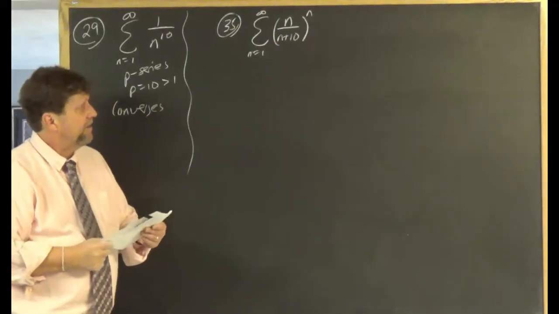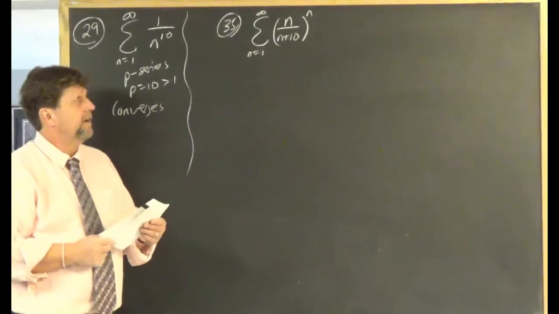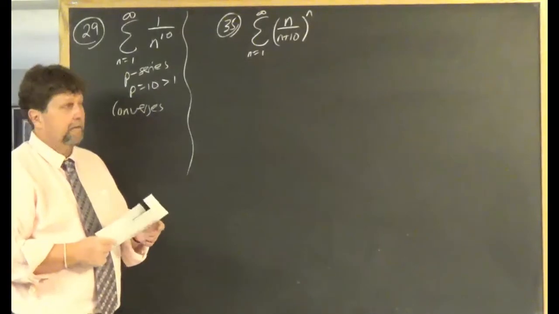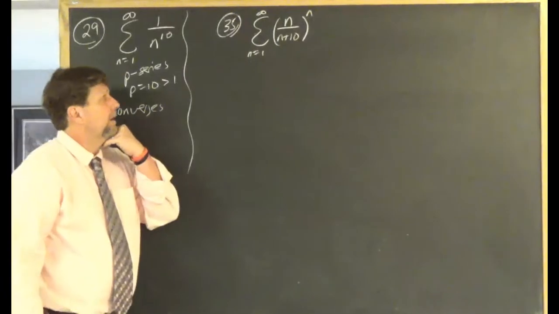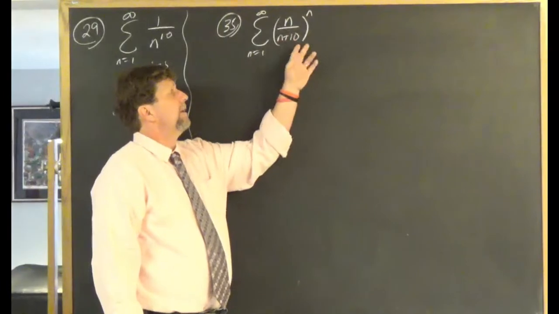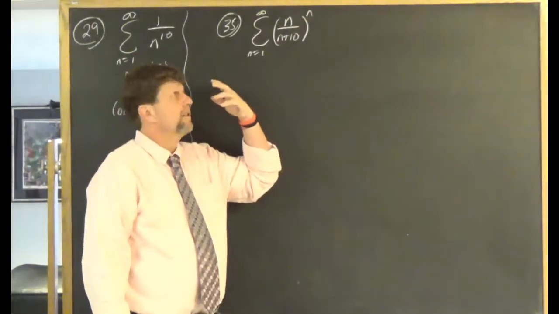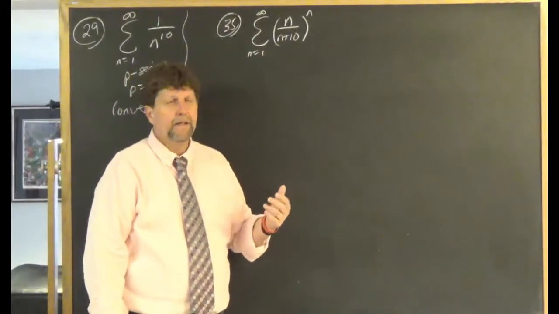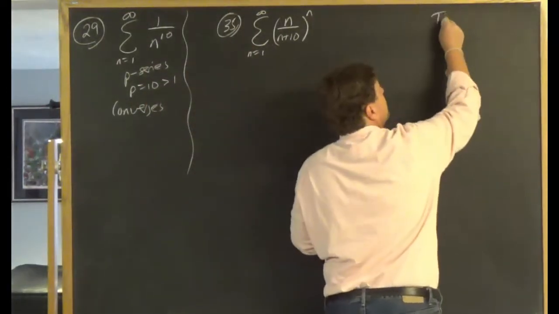Now number 35, all right, the sum from n equals 1 to infinity of the quantity n over n plus 10, all of that raised to the nth power. Right now, I'm thinking of a limit. It has the form infinity over infinity, all that stuff raised to the infinity. I mean, who knows what that is? So let me show you a trick. It's just a little algebra trick.